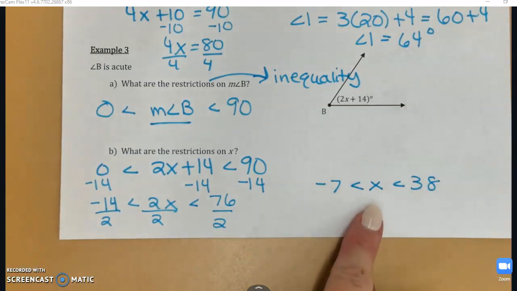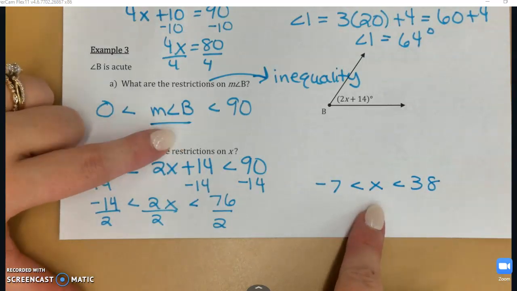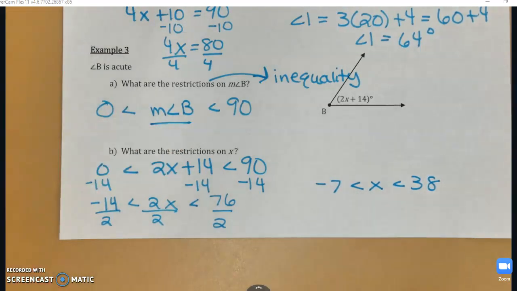And x has to be between these two values in order for angle B to be positive, but smaller than 90, which makes it an acute angle. So restriction just means inequality. And that wraps up our first two, 1.1 and 1.2, section notes.